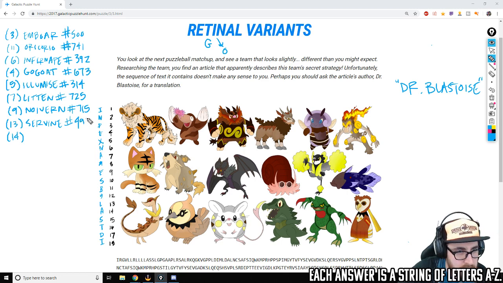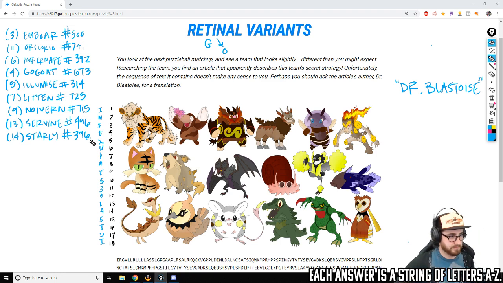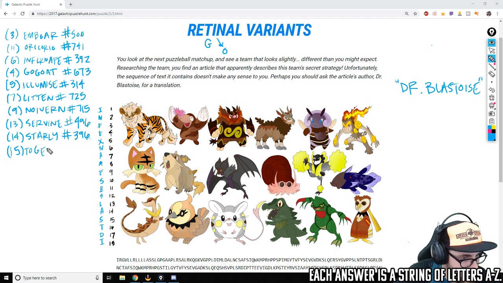Servine 496. Starly 396. Okay, so after our 6s, we need to go to 7. 1 7, and that's a lot of 7s. Togedemaru. Maru is number 777.